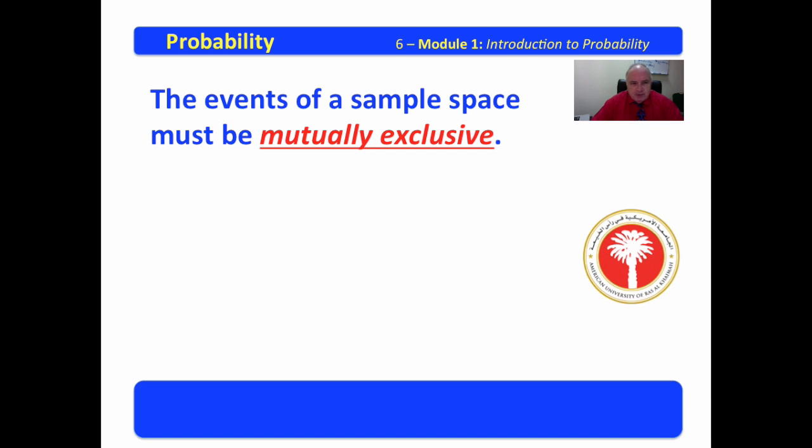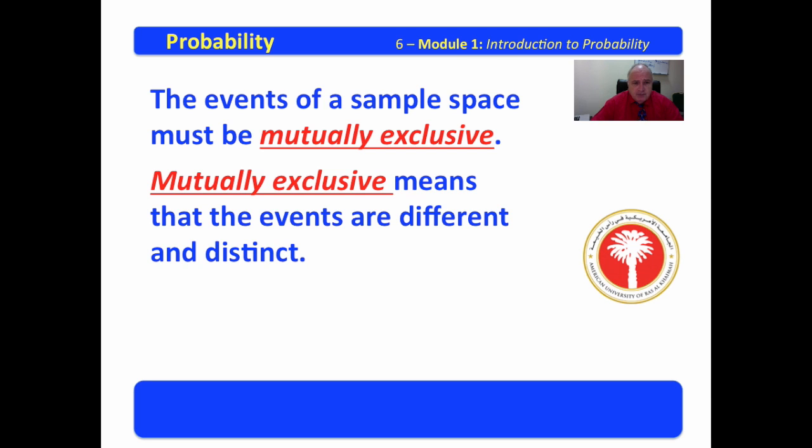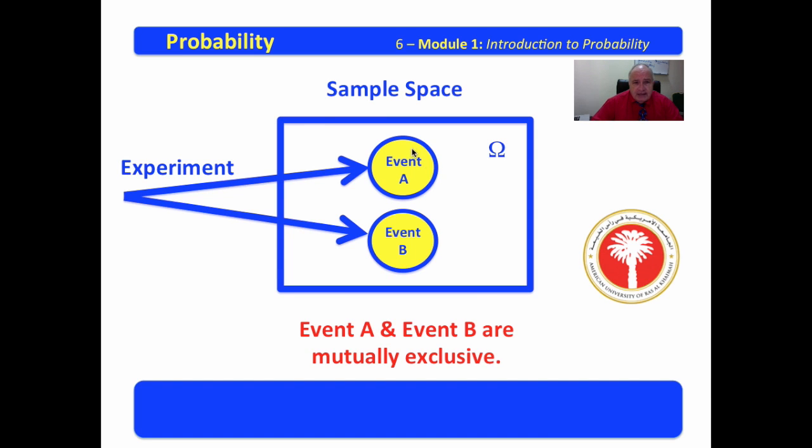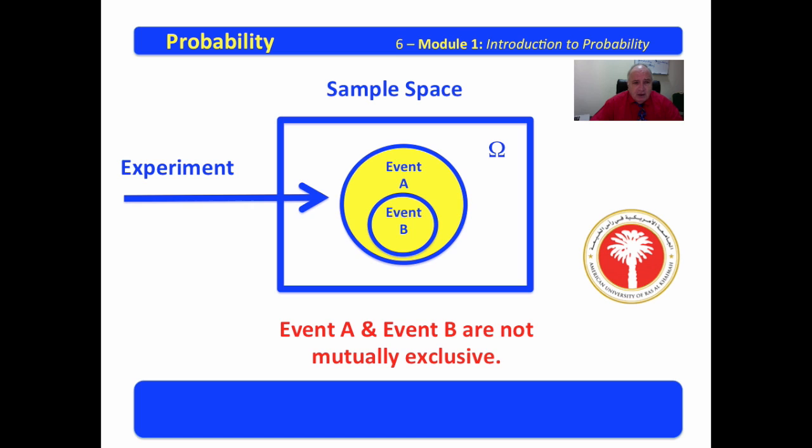The events of a sample space must be mutually exclusive. Mutually exclusive means that the events are different and distinct. In other words, we have this. Event A is completely different from event B, therefore they are mutually exclusive. Event A is not the same as event B, and event B is not the same as event A, therefore they are mutually exclusive. Here, event A and event B are not mutually exclusive.